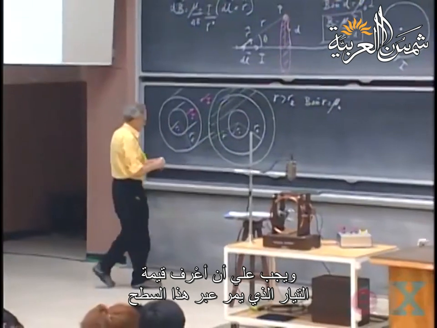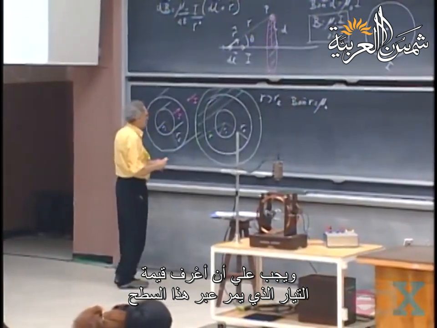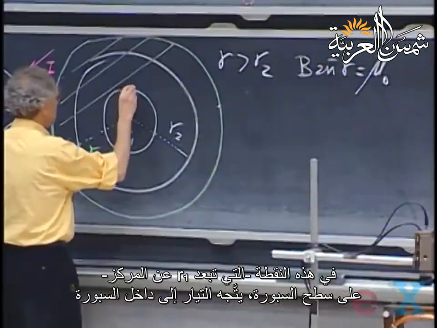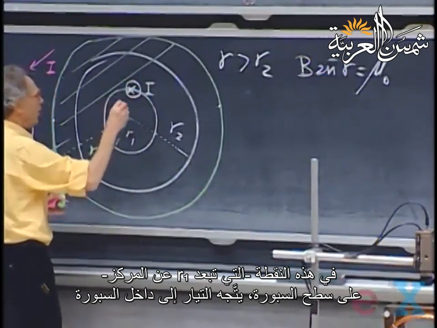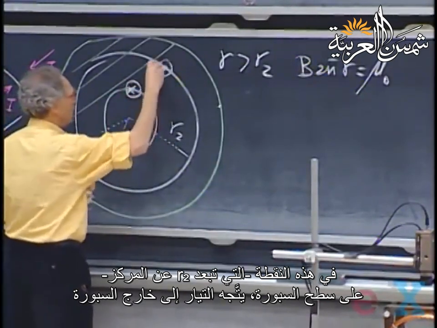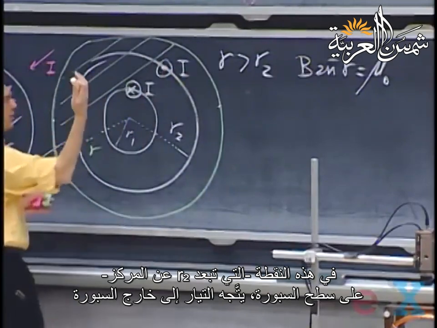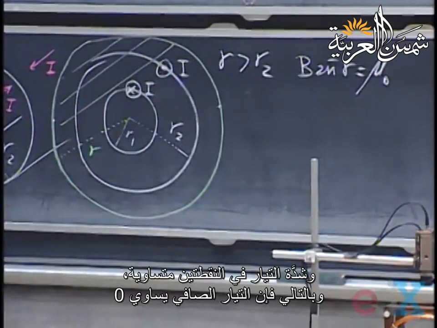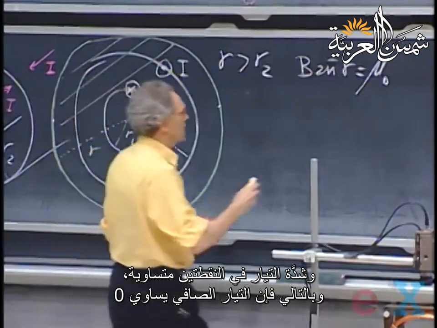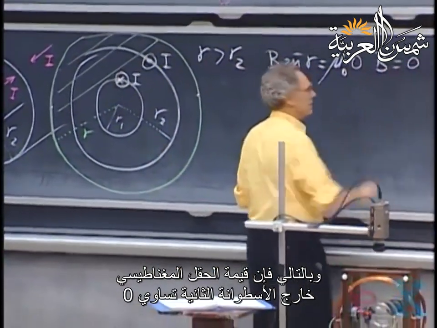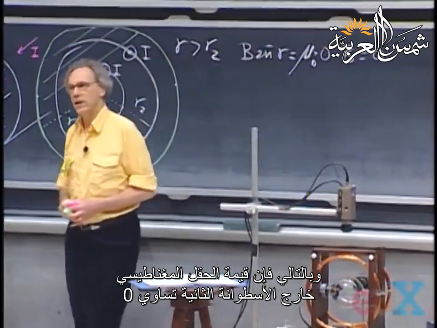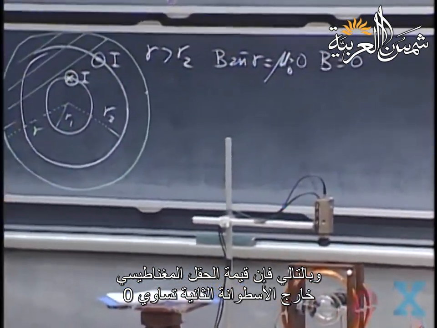And now I have to know what is the current going through that surface. Right here, on this surface, the current is going into the blackboard, and right here, on this surface, the current is coming out of the blackboard. The two magnitudes are the same, so the net current is 0. And so the magnetic field outside the second cylinder is 0.